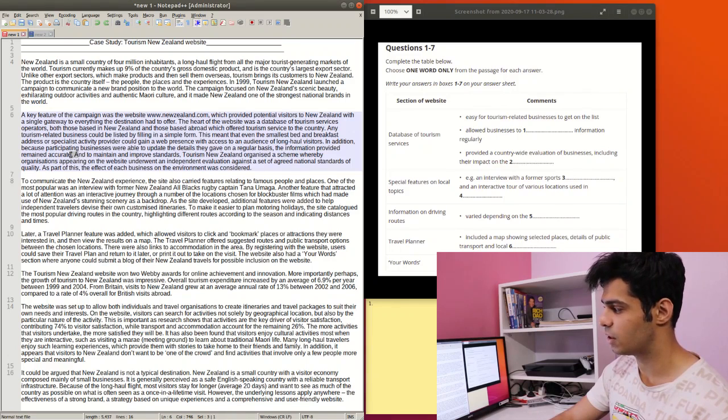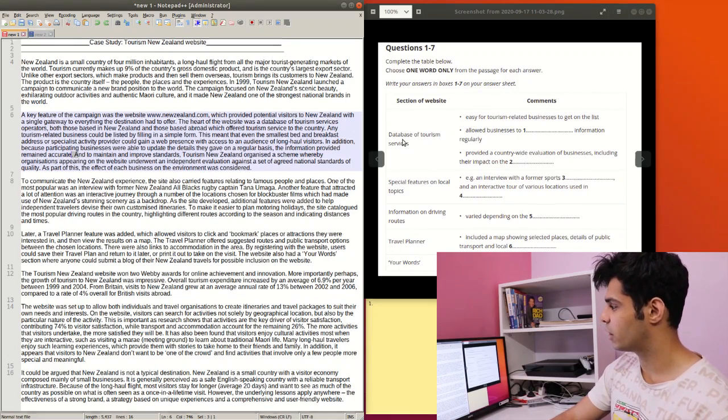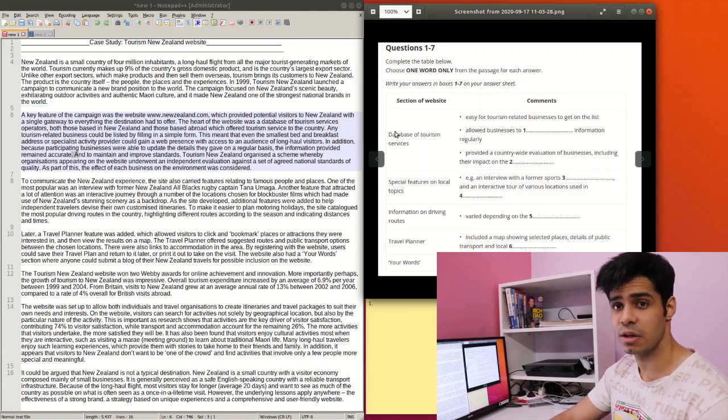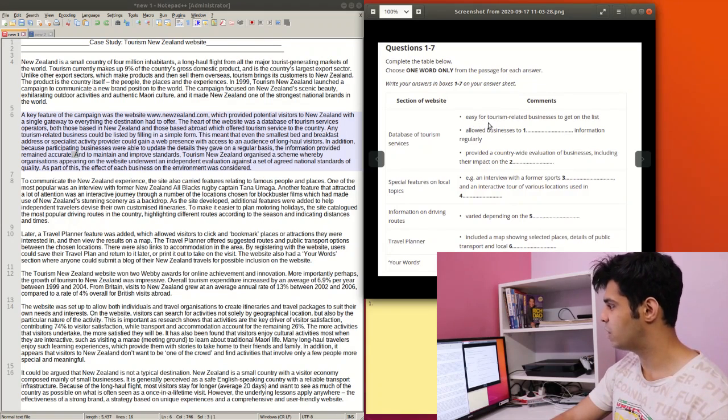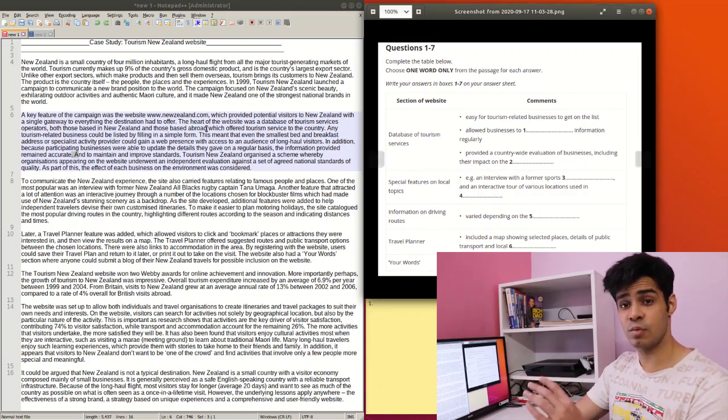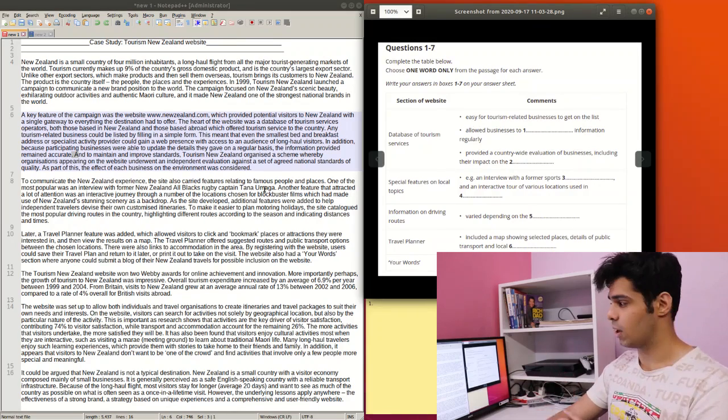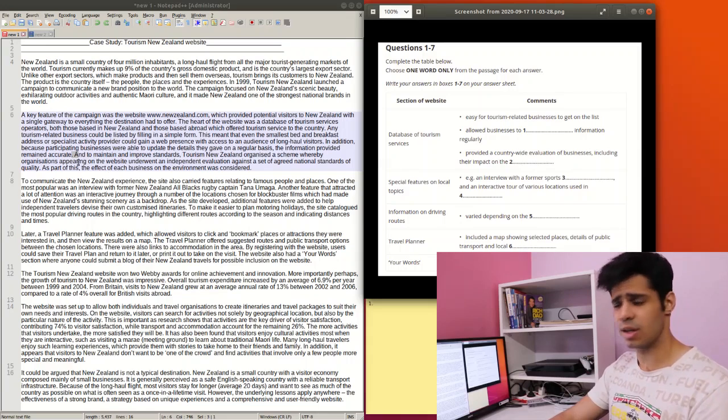This is the point that I have to continue reading it from. But for now, I know the database of tourism services has been covered. We've already covered easy for tourism related businesses to get on the list. Okay, so this is where the summary question has already begun. Just to make sure that I finish this paragraph first, and then we'll start solving some of the questions.